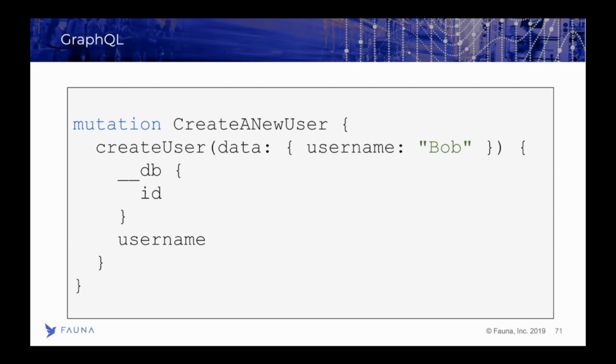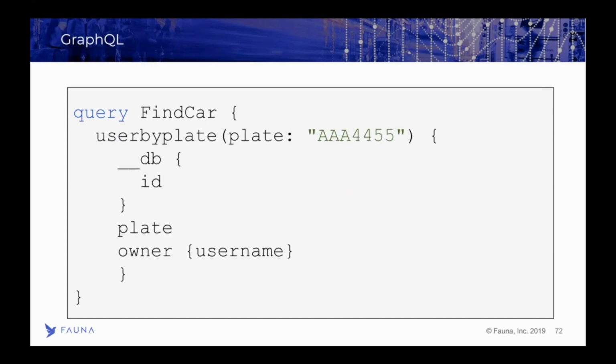So we want to put data inside the database. We'll use something called a mutation, which is a GraphQL keyword. And here we're putting in the username, Bob. And if we want to fire that query off that we've said before, we're going to call explicitly what we want back. So you can see at the bottom there, it says plate and owner. Those are the two fields that we want back.